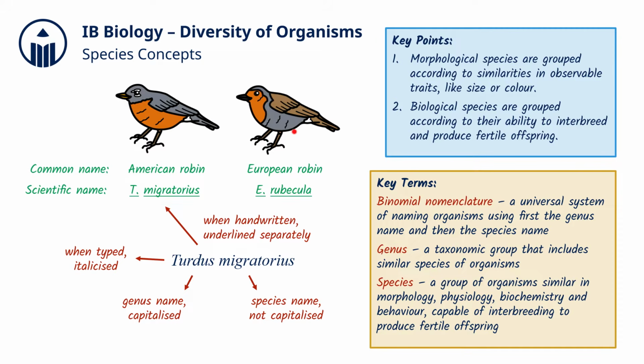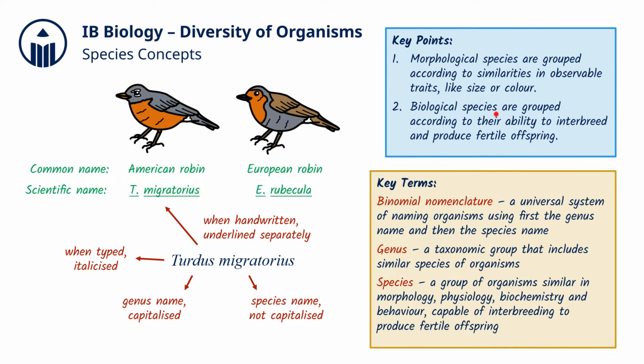On the right, we have a European robin. When Europeans came to the United States, they saw these birds on the left and noted that they shared similar observable traits. So, they called this bird the American robin. These were grouped as the same morphological species as robins. However, as scientific knowledge progressed, a new method of grouping species emerged.